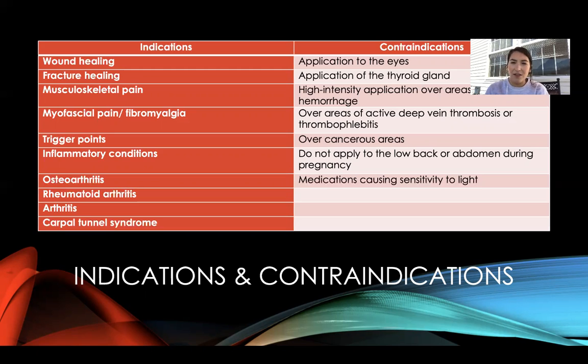So, some contraindications: applications to the eyes. Obviously we don't want to be putting a laser in our eye. Application to the thyroid gland, high intensity application over areas that can hemorrhage, over areas of active deep vein thrombosis or thrombophlebitis, and over cancerous areas. Do not apply to the low back or abdomen during pregnancy, and any medications that can cause sensitivity to light. We obviously don't want to be using lasers.